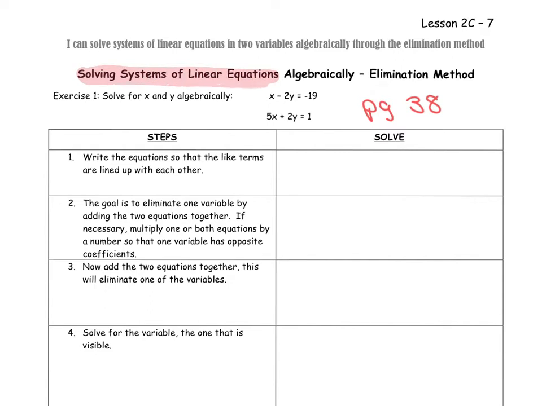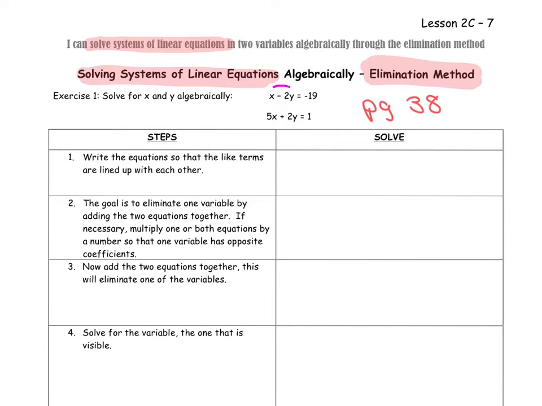So this is something you did learn in 7th and 8th grade, but we're bringing it back. It's a very important method of solving systems of linear equations. All right, so let's all get to page 38. So last week, you all saw how to solve systems using the substitution method, correct? We isolated one of the variables, and then we substituted into the other equation, right?